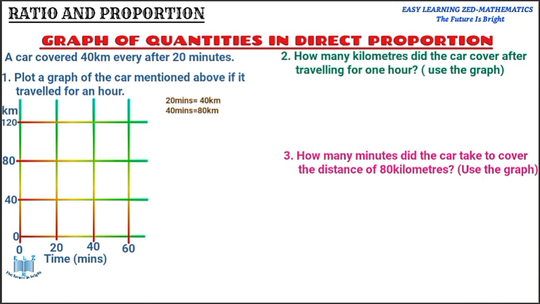Then we are told it traveled for an hour. Here what I'm trying to do is come up with the coordinates for my graph. In this case, the coordinates will be time and distance. When it traveled for 60 minutes, how many kilometers did it cover? If it triples the time, it also triples the distance. So if we multiply 20 by 3, that gives us 60. And when we multiply 40 by 3, that gives us 120.